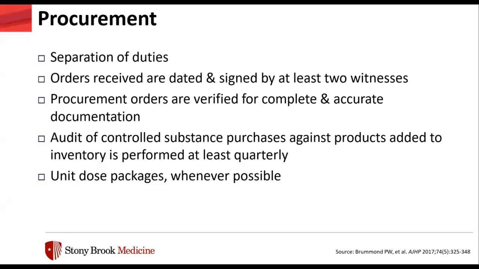So in terms of procurement, we have a separation of duties. Orders are received or dated and signed by at least 2 witnesses. Procurement orders are verified for complete and accurate documentation. Audit of controlled substances purchases against products added to inventories performed at least quarterly, and unit dose packages whenever possible. At our institution, these audits of controlled substance purchases are actually done weekly by Rick, who compares what Glenn has entered into the C2 safe with the invoices provided from Cardinal.